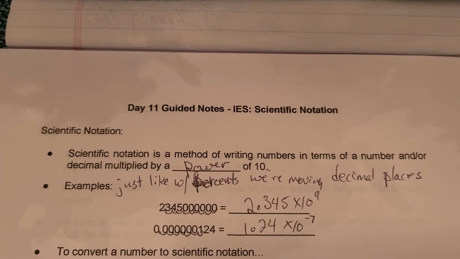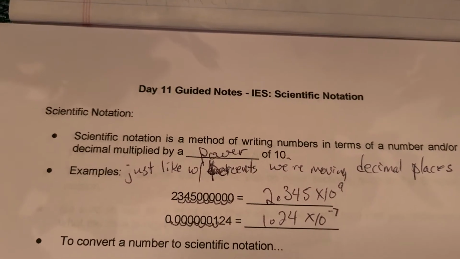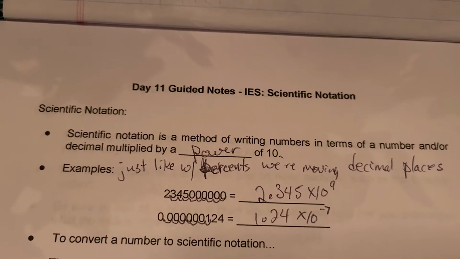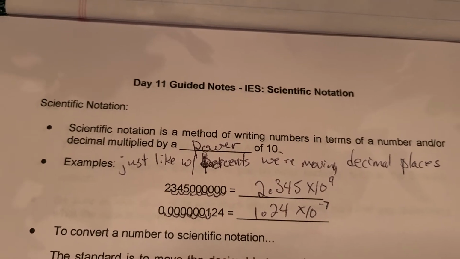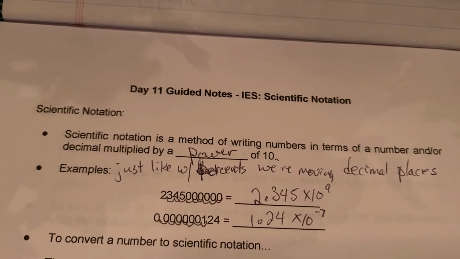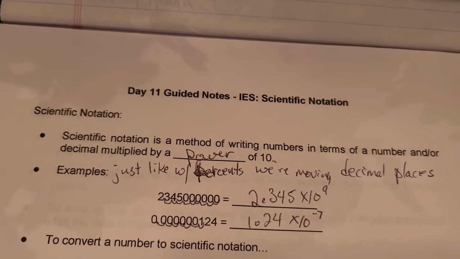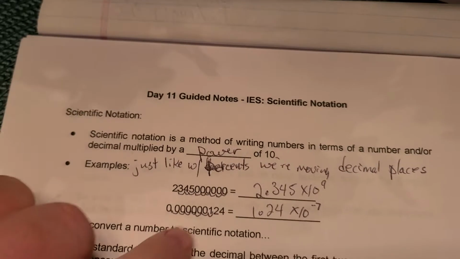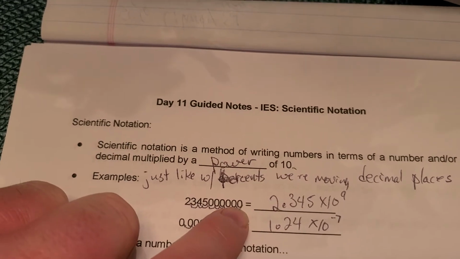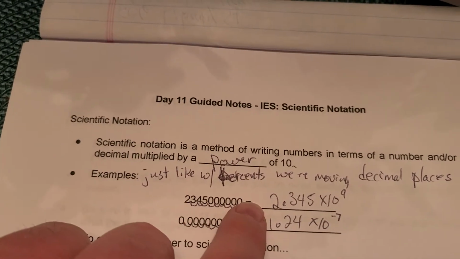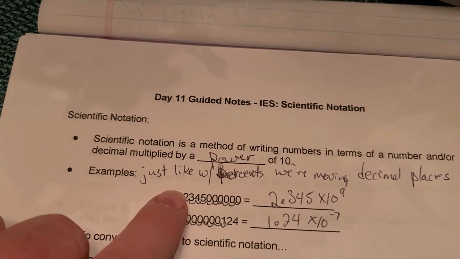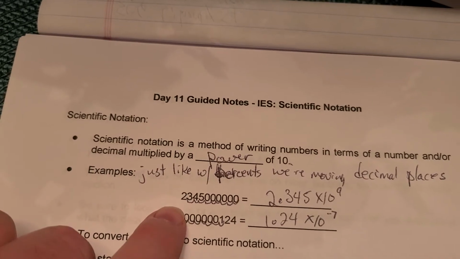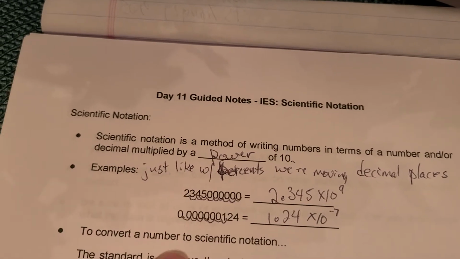To deal with these things, we're going to be moving decimal places, just like we did with percents. So the first one we have here, this big number 2345 with like 6 zeros, becomes 2.345 times 10 to the ninth. Even though there's not a decimal place here, we put one at the end and we move to the value in between the first and second numbers.